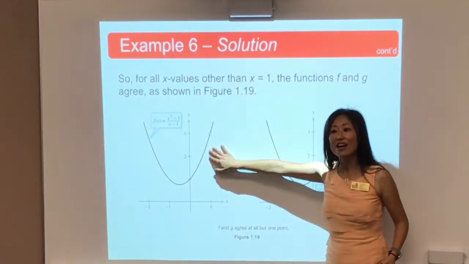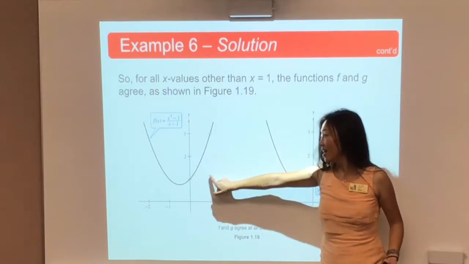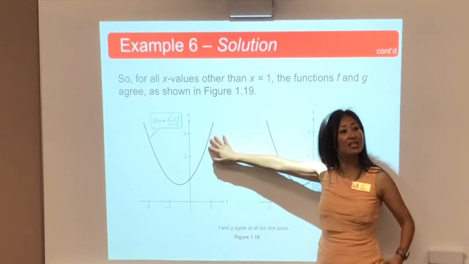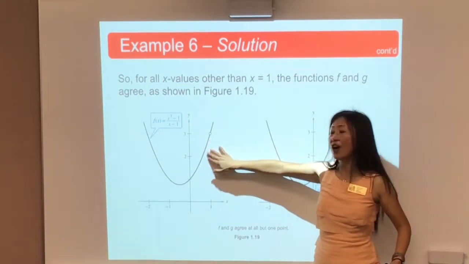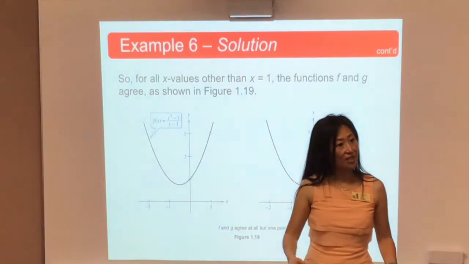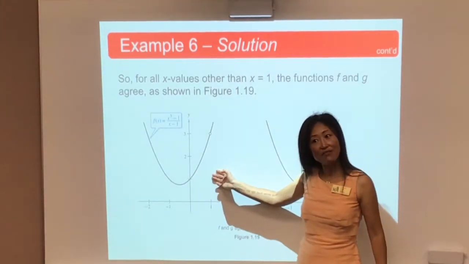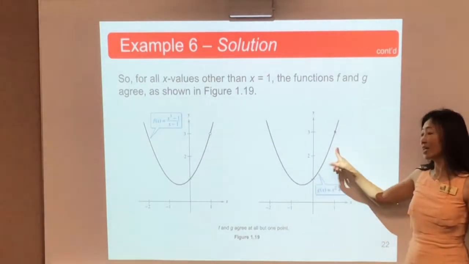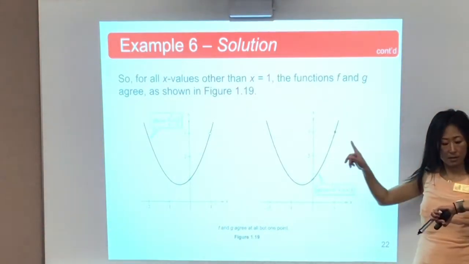This is continuous everywhere except x equal to 1. So I will talk about this in lesson 4. This kind of function is called a removable discontinuous function. It's discontinuous, but if I apply one point, I can make it to be what? A continuous function.